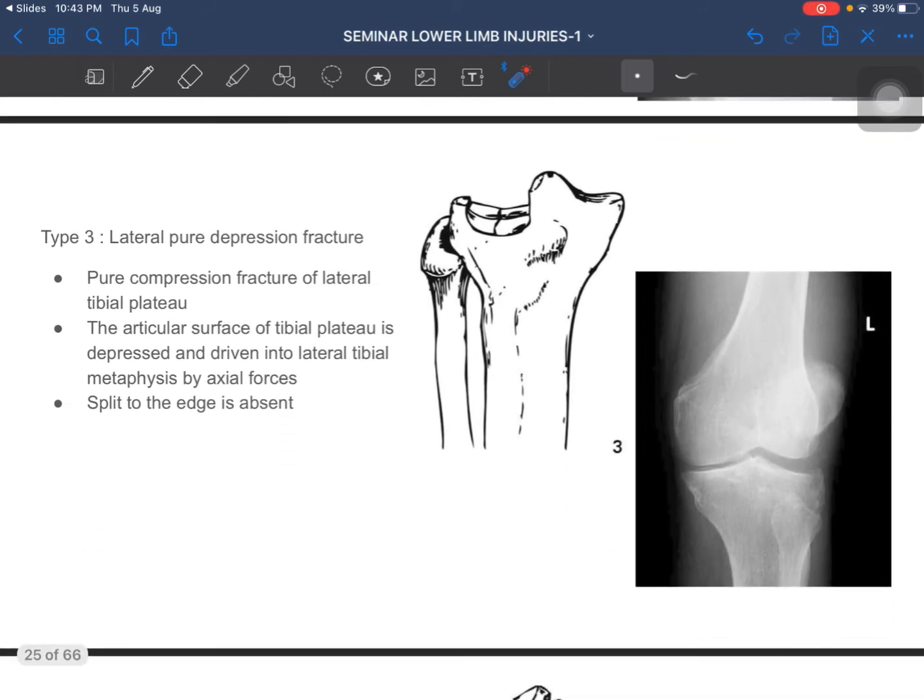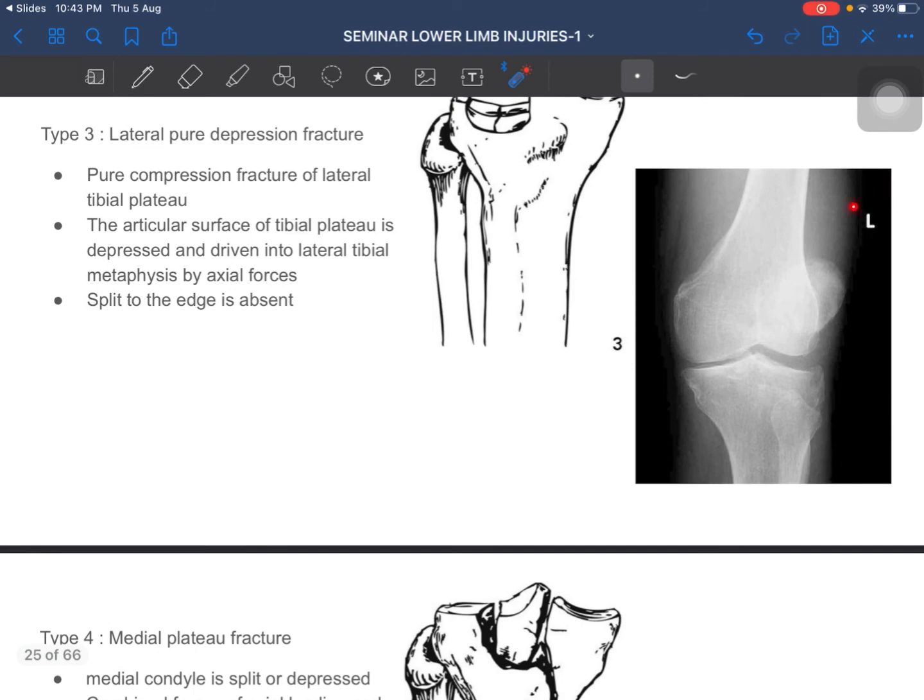Third is type 3, lateral pure depression fracture. So there is no split of the lateral condyle in type 3. There's only complete depression of the fracture of the lateral tibial plateau. The articular surface of the tibial plateau is depressed and driven into the lateral tibial metaphysis by axial forces. The split to the edge is absent.